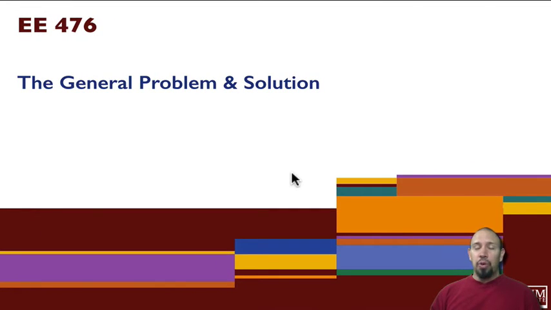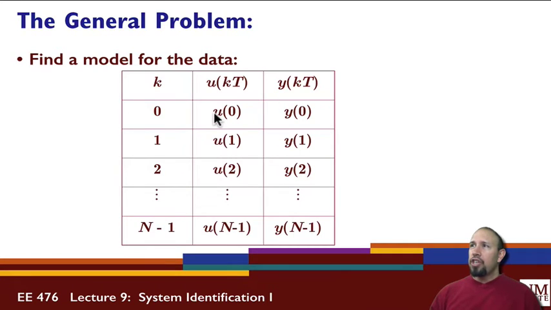So we've gone through a couple of examples. Now let's look at the general solution to this problem. In the general solution, we have n data points. So we go from 0 to n-1. That's capital N data points. So we apply this sequence of values u from time 0 to n-1. We obtain these values y from 0 to n-1. So we have data.